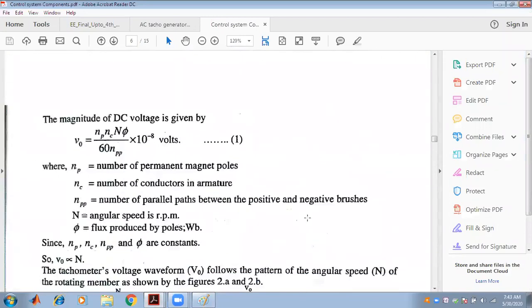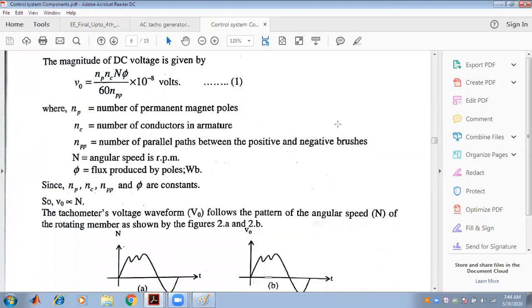Now the magnitude of the DC voltage can be written as V0 = NP NC N phi / (60 NPP) into 10 to the power minus 8 volts, where NP is the number of permanent magnet poles, NC is the number of conductors in the armature, NPP is the number of parallel paths between the positive and the negative brushes, N is the angular speed in RPM, while phi is the flux produced by the poles, that is in Weber. Since NP, NC, NPP and phi are constant, it is seen that the output voltage is directly proportional to the speed.